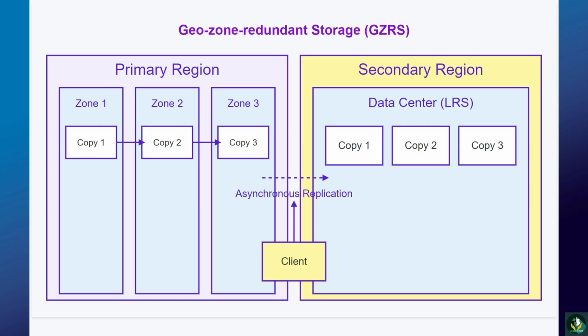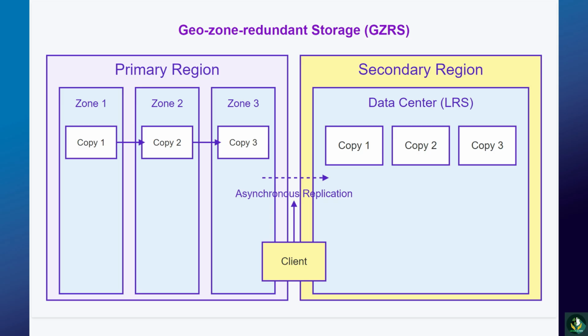Asynchronous replication arrow. The dashed arrow between the primary and secondary regions represents asynchronous replication. This indicates that there may be a slight delay between updates in the primary region and their reflection in the secondary region. Client. At the bottom of the diagram, we see a client that can access the data. The solid line from the client to the primary region indicates that under normal circumstances, read and write operations occur in the primary region. Key benefits illustrated by this diagram.